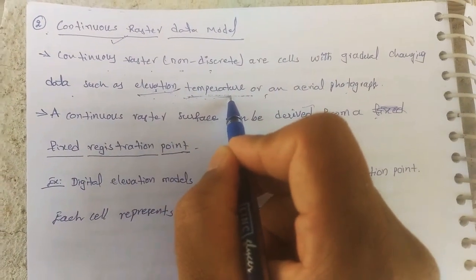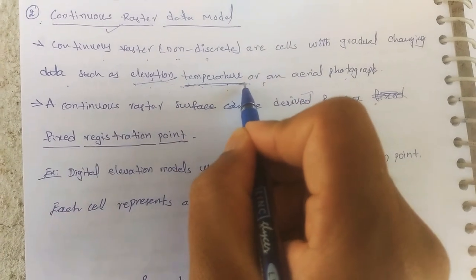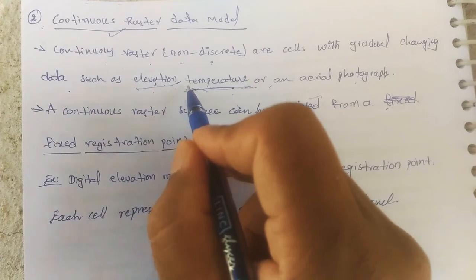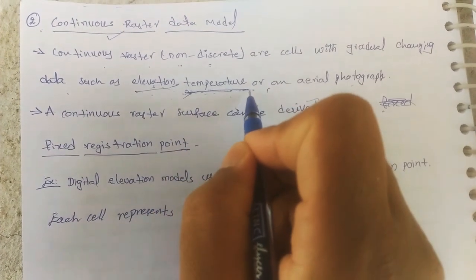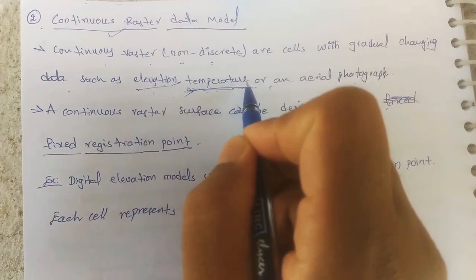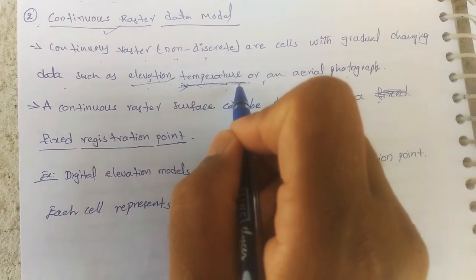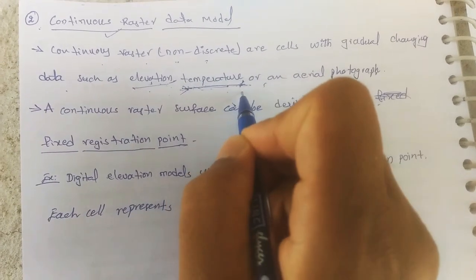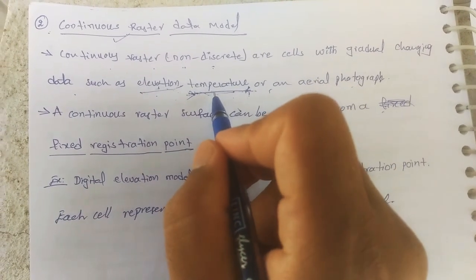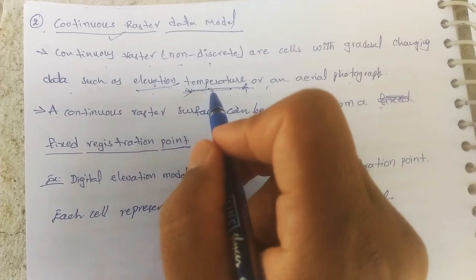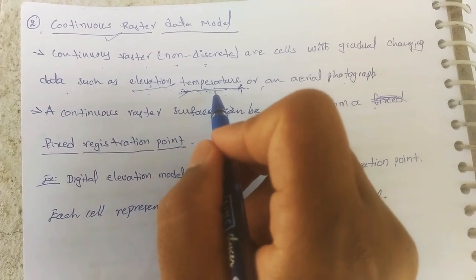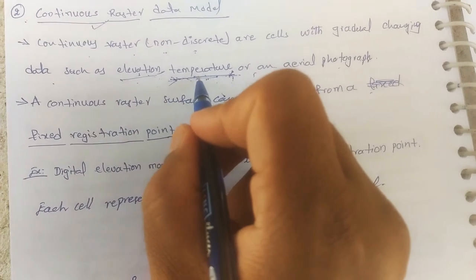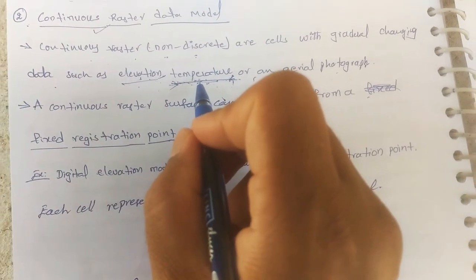For example, if you take temperature, it is changing continuously. In the morning it will be a different temperature, in the afternoon it is different, and in the evening it is different. And depending upon the seasons also it is different. It means the land features or the earth features are continuously changing, because of the temperature.